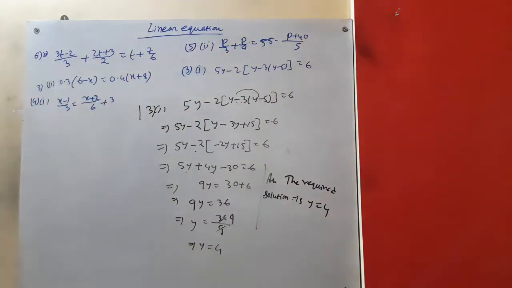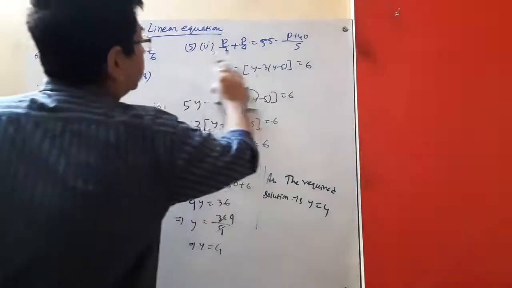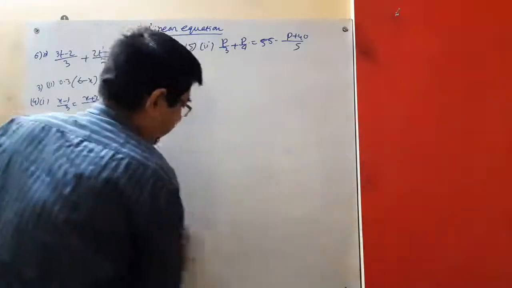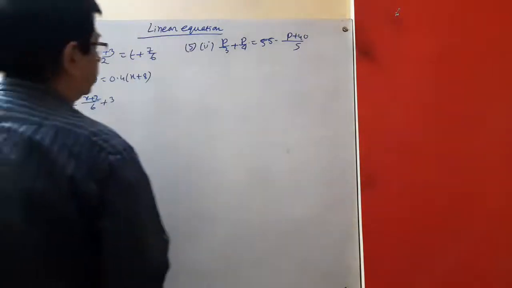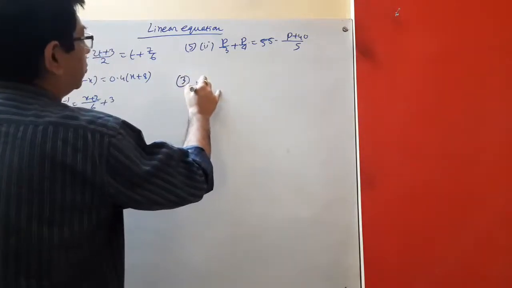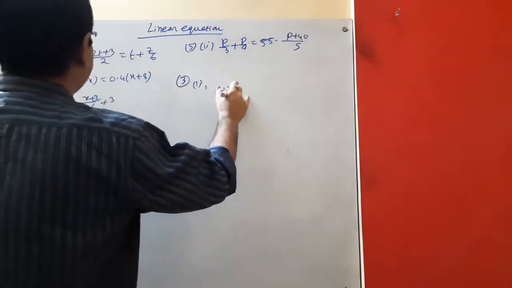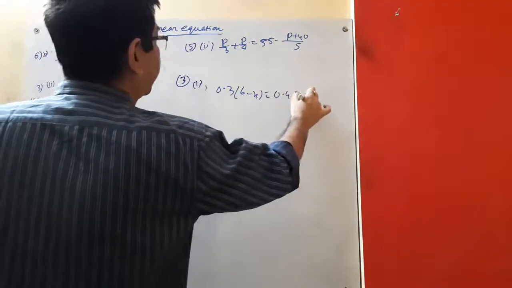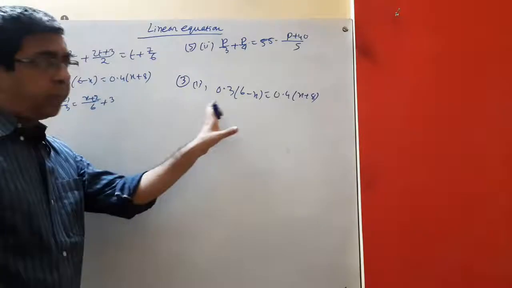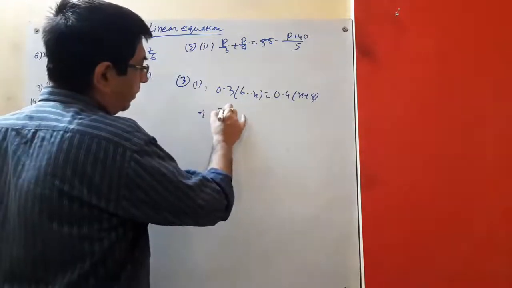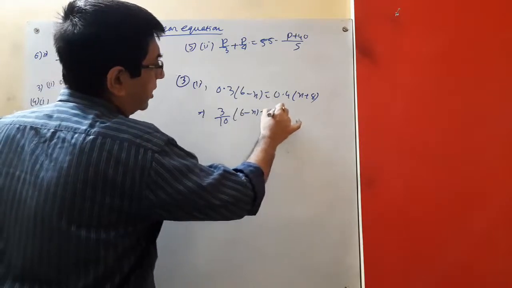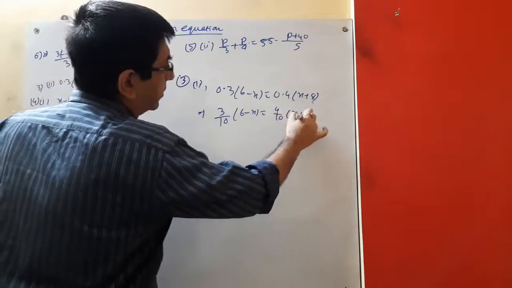Okay. Now we go to the next one. This one is finished. Now we'll do 3 part 2. That is a very easy one. 3 part 2, I am doing. 0.3 into (6 minus x) equal to 0.4 into (x plus 8). Look, only 2 parts there. So one thing, to remove the decimal point, we write 3 by 10 into (6 minus x) equal to 4 by 10 into (x plus 8), right?